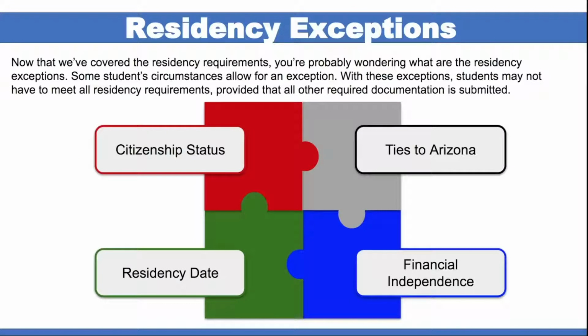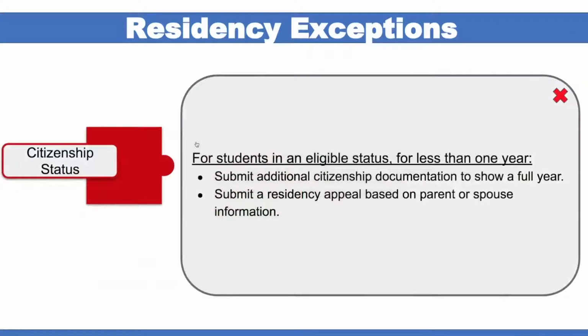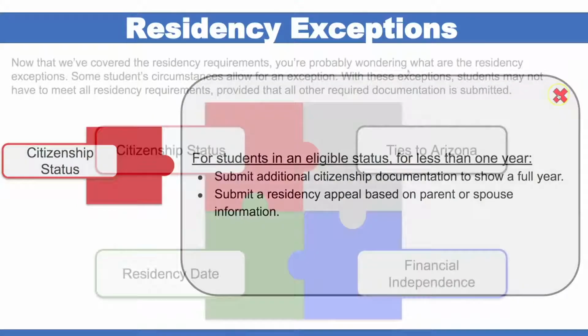Now that we've covered the residency requirements, you are probably wondering, what are the residency exceptions? Some student circumstances allow for an exception. With these exceptions, students may not have to meet all residency requirements if all other required documentation is submitted. Let's look at the exceptions. As far as the citizenship status, if students are in an eligible status, but it has not been 1 full year yet, they may submit additional citizenship documentation to show their approval status for a full year, or they may submit a residency appeal based upon their parent or spouse's information.